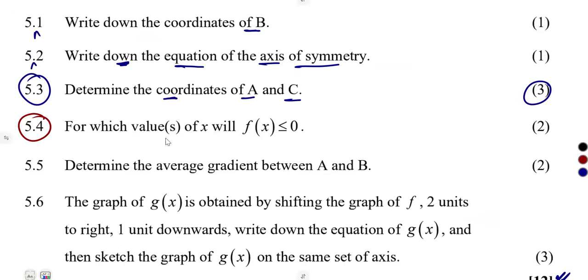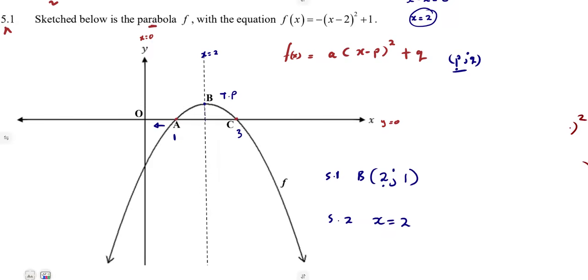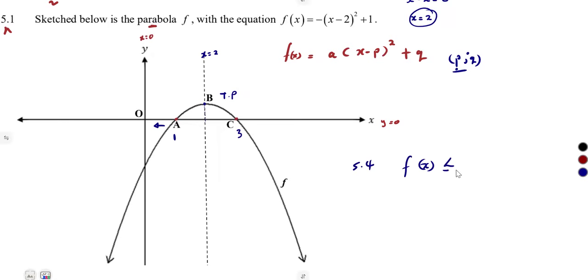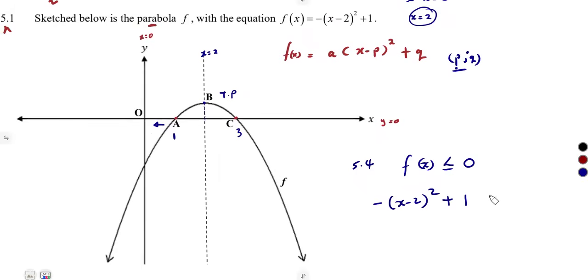5.4, for which value or values of x will f of x be less than or equal to 0? That's an inequality that we are given there on 5.4. Remember, when you are solving, some of these values, you're going to need them later on. When you are solving inequalities, f of x is less than or equal to what? To 0. You are going to take your f of x, x minus 2 squared plus 1, is less than or equal to 0. Then you find the critical values.